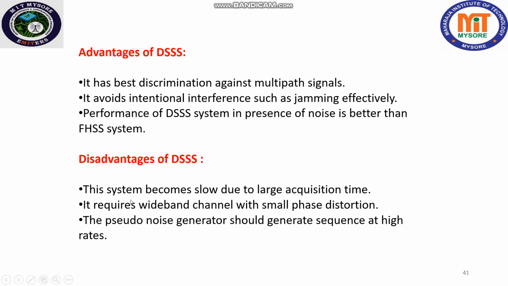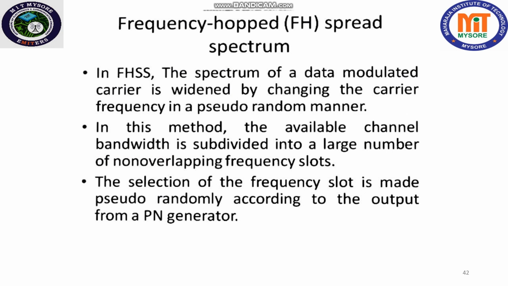The other two disadvantages are also in line with the first one. It requires a wideband channel with small phase distortion. The phase distortion required is very small, but as the chip rate goes on increasing, phase distortion also will not remain small. It will become large and reliability will be lost. Similarly, the pseudo noise generator should generate sequence at high rates, and there is a physical limitation on the hardware which we use. Because of this we go for frequency hopped spread spectrum.